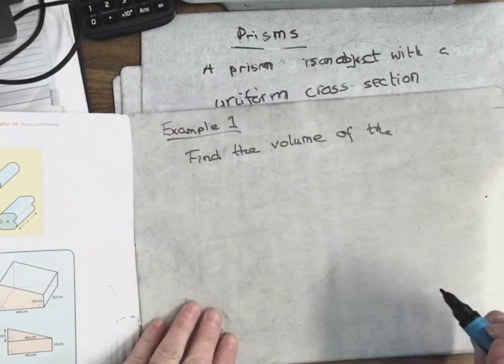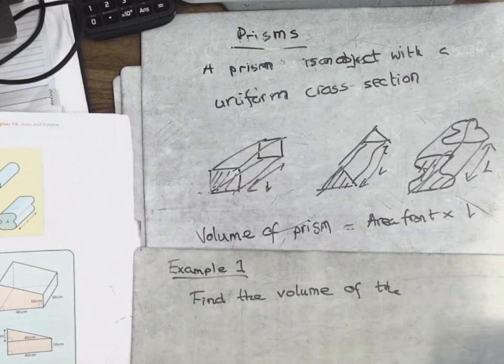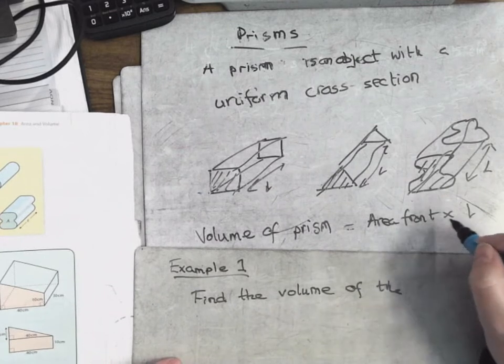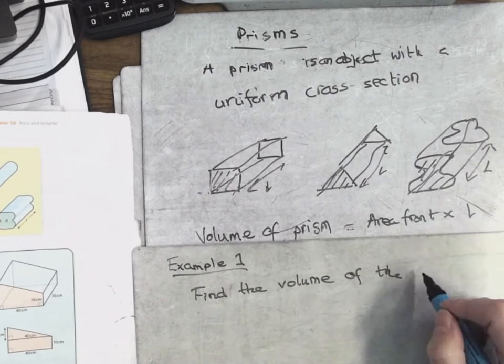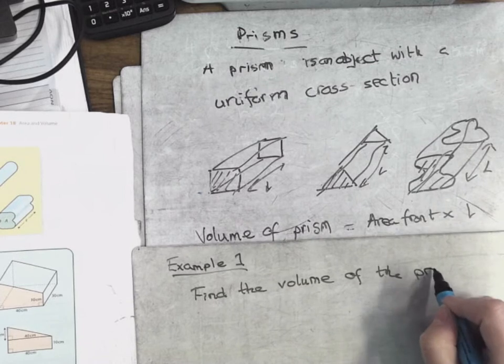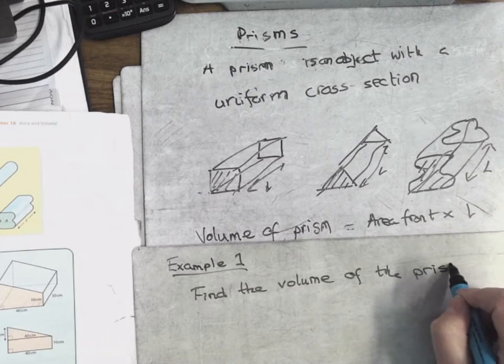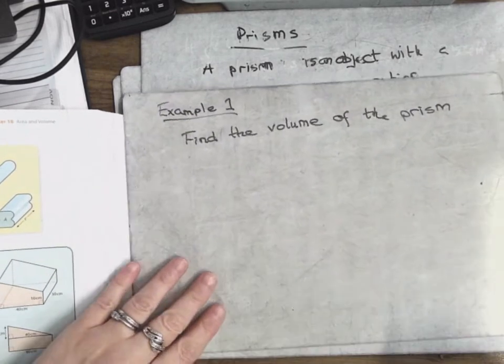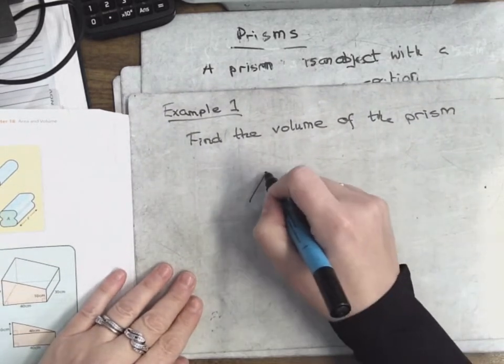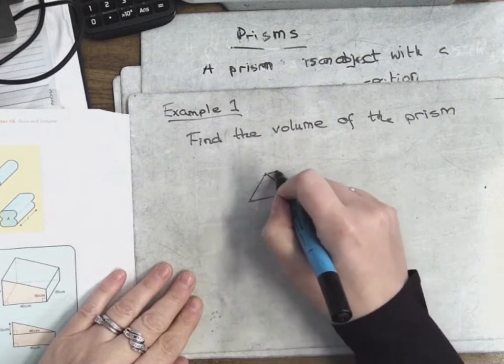Can I move it up? Is that okay? Area of the front multiplied by the length. Find the volume of the prism. Is everyone onto this board? Can I move it up? Yeah. So I'll just do a Toblerone box to start with.